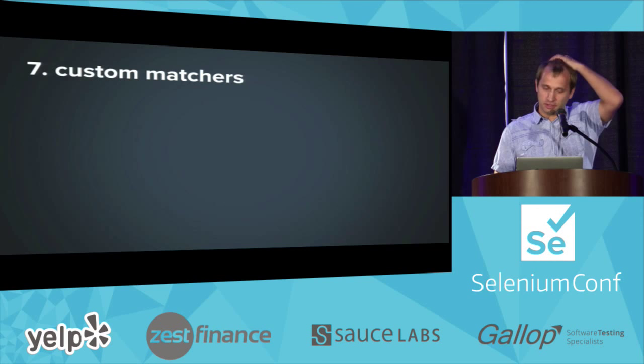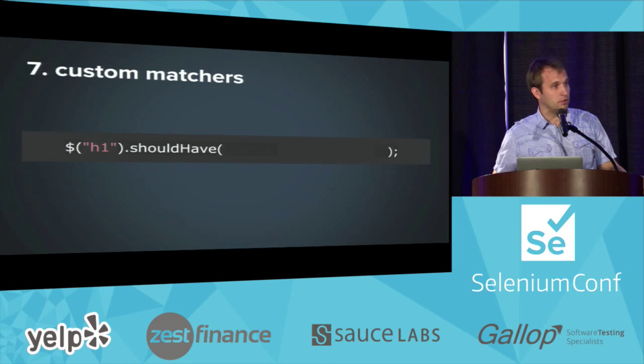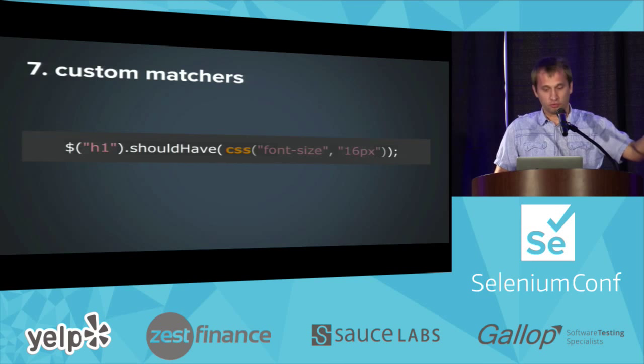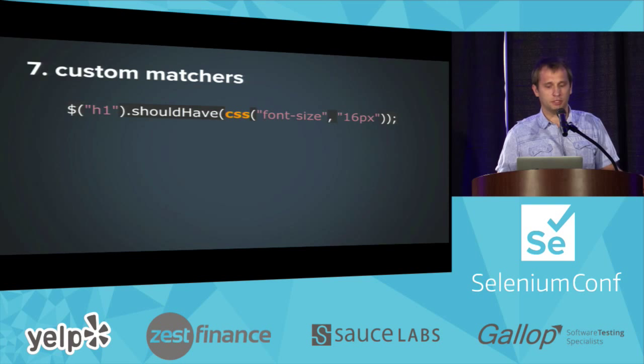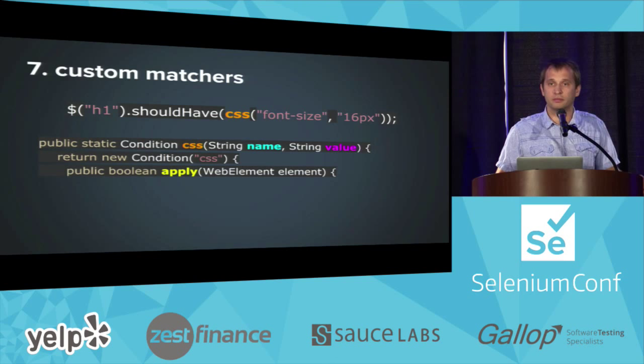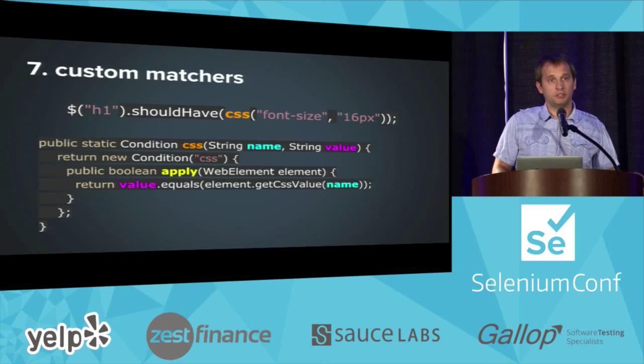One good thing about Selenide is it allows you to write custom matchers. For example, if you want to write dollar, some element should have, not text, but for example, should have CSS property, and Selenide doesn't provide such a matcher. You can create it by yourself. It's quite easy. You just need to extend class Condition and implement method apply. It allows people to write quite readable tests and kind of create a domain specific language for the tests.